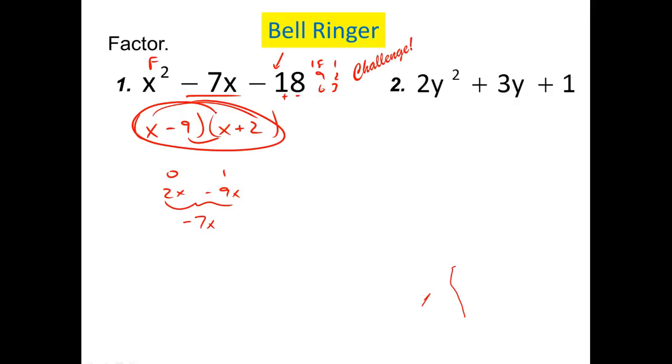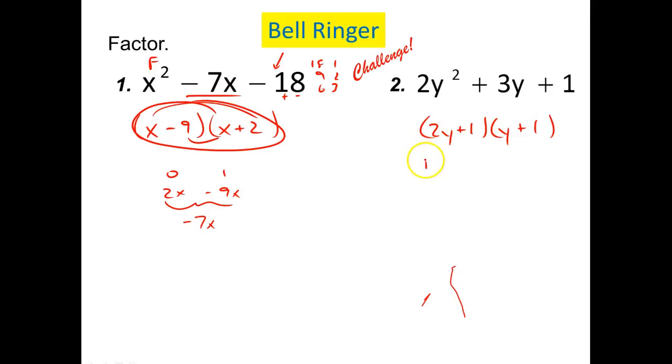A challenge problem. What happens when we have something in front of our y squared term in this case? Well, we're going to start like we always do. In order to get 2y squared, now it's not y and y, it has to be a 2y times a y. In this case, it's pretty simple because the only way to get 1 is 1 and 1. Everything's positive. So let's verify that that's what we end up with.